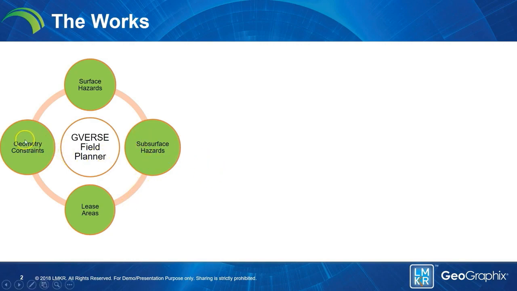There are four of them here. We have geometry constraints, we have surface hazards on top, which are existing wells, existing pads, and places where you can't put a pad, such as hilly areas. You have subsurface hazards, which are wells underneath the earth where you can't plant new wells along, and you have lease areas, those restricted areas that you can't cross. Those are the areas that you own.